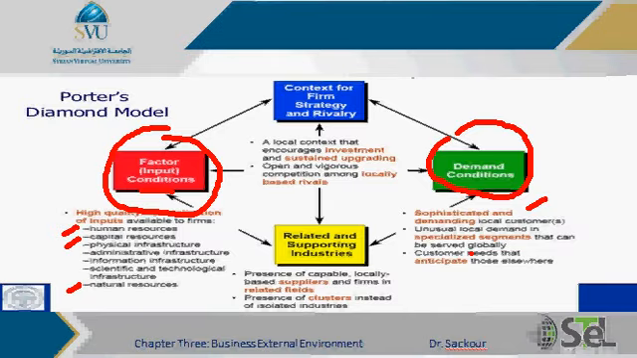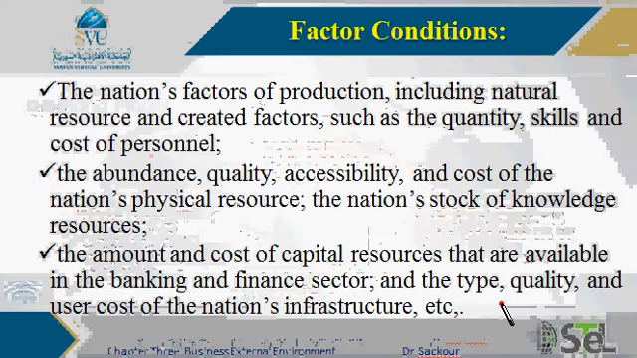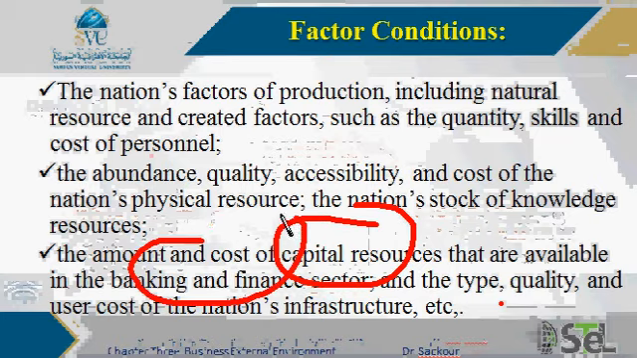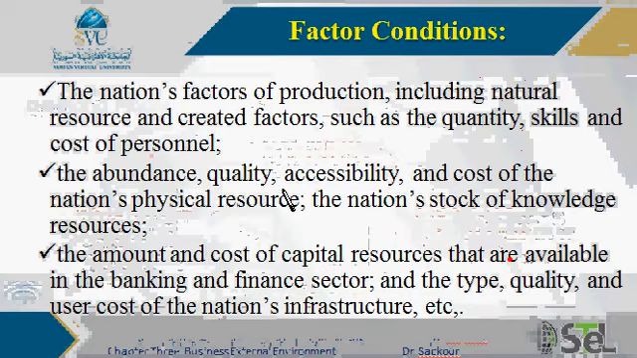Okay, let's read and summarize that. Factor conditions, for example, capital resources, banking and finance, national infrastructure. All these support industry to go ahead and achieve competitive advantage, right? Quality and accessibility and cost of nation's physical resources, very important issue.